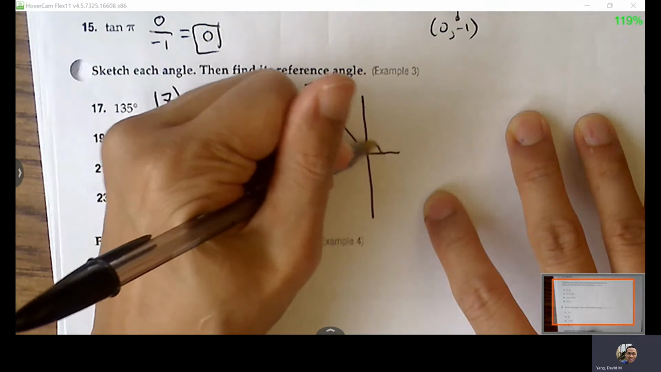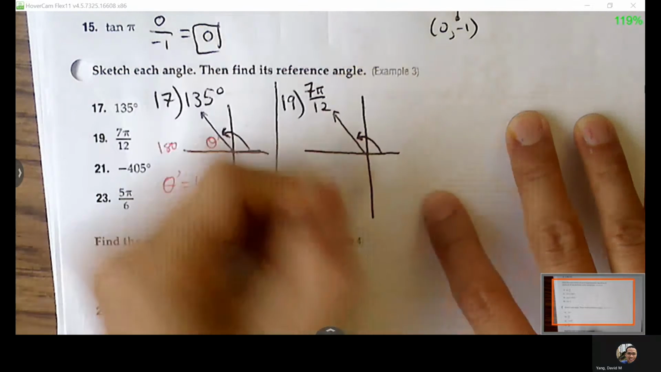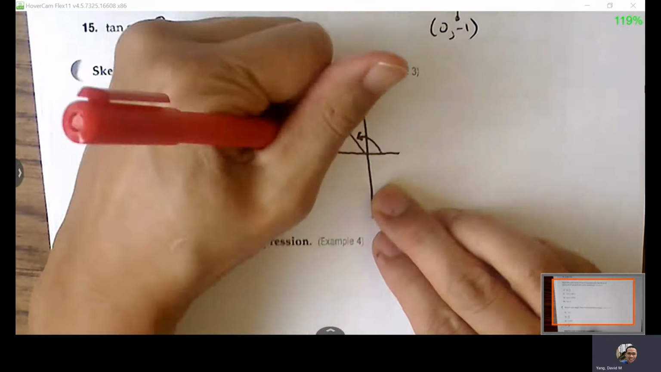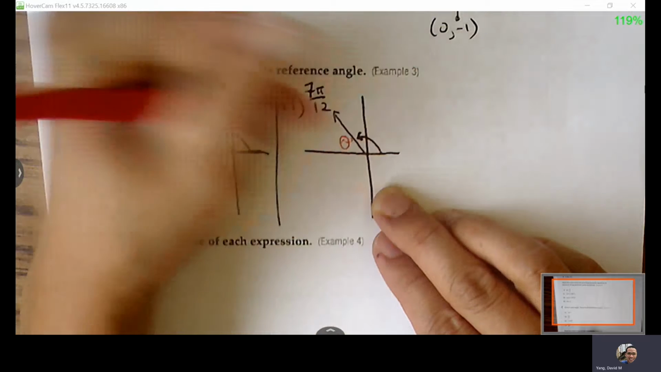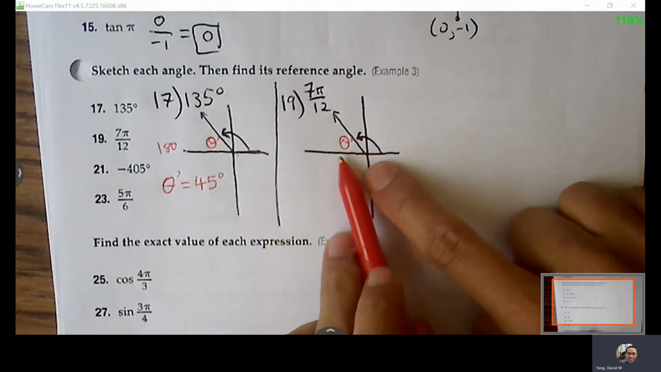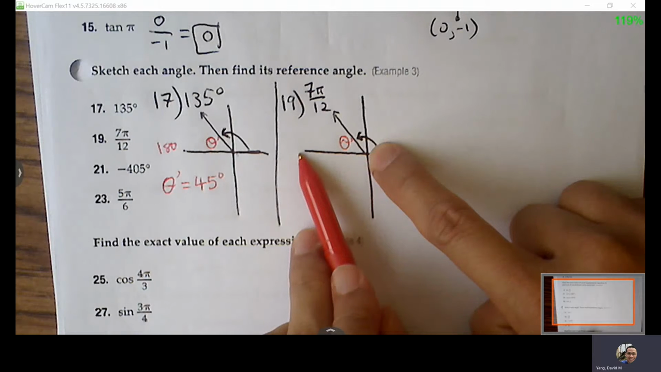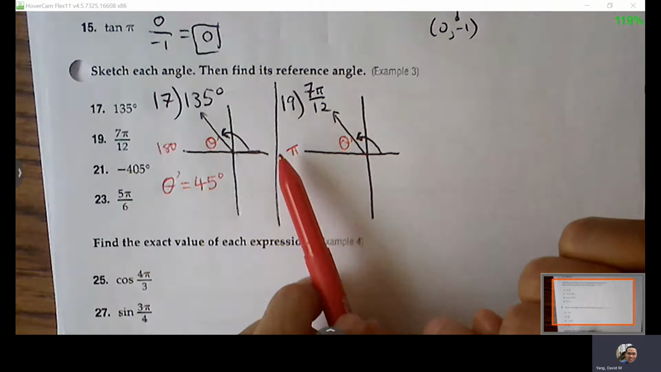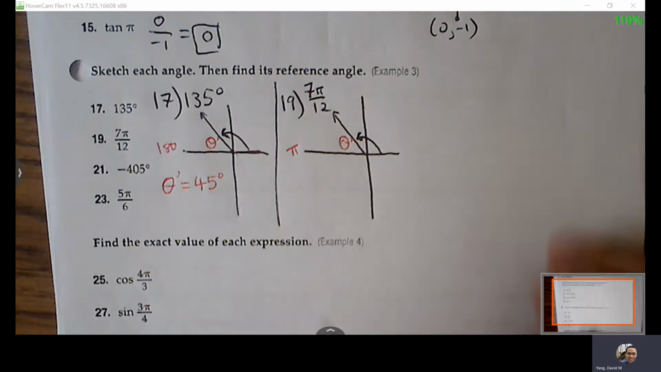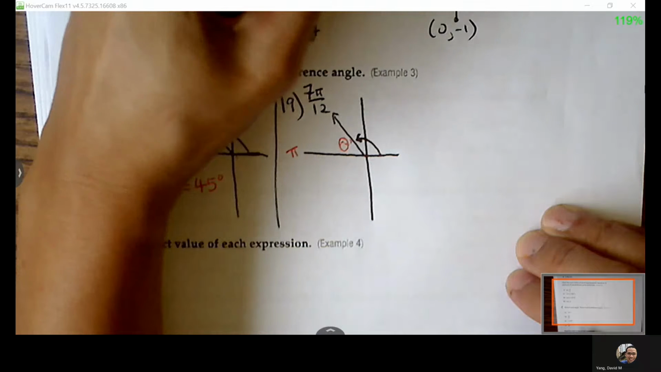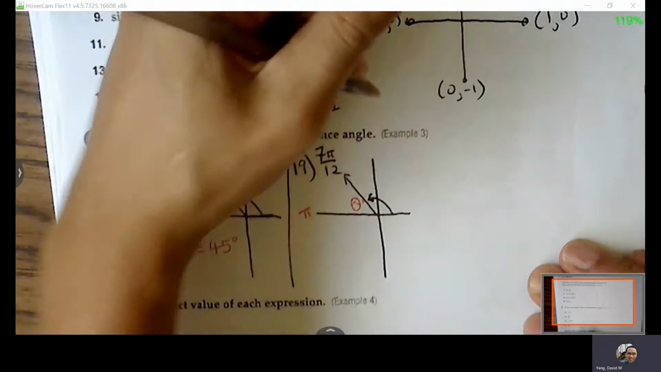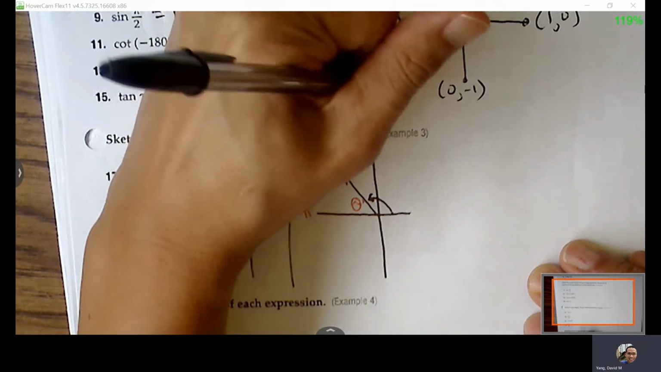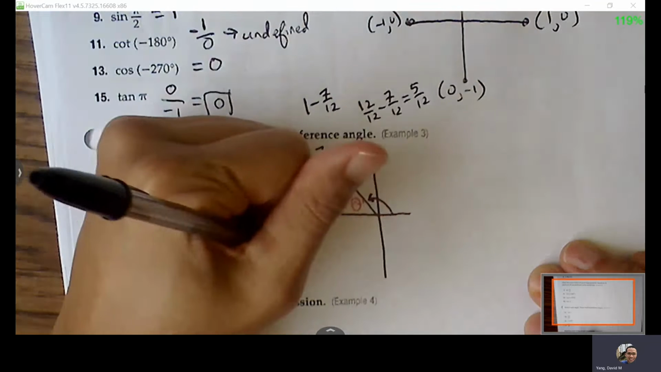So I'm going to identify my initial side to my terminal side. I know my reference angle is sitting here in this location. So how do I find my reference angle here? Subtract from pi, yep. So if you don't want to deal with pi, just think in terms of a fraction, right? This is 1 minus 7 over 12. So find common denominators there. So 12 over 12 minus 7 over 12 equals 5 over 12. There we go.